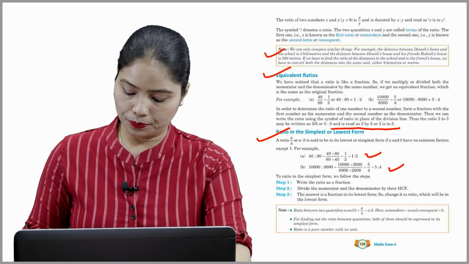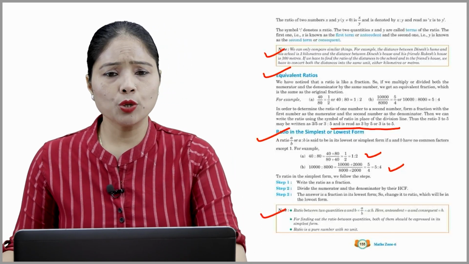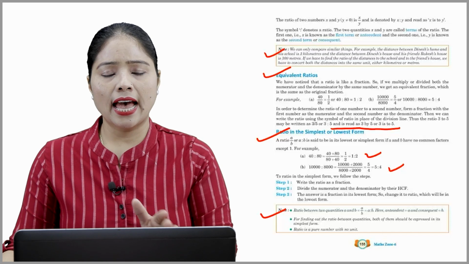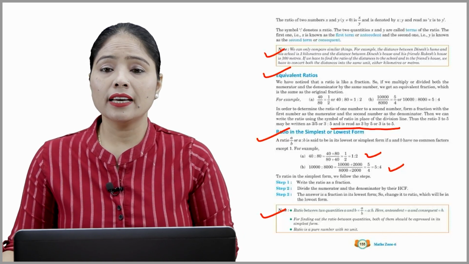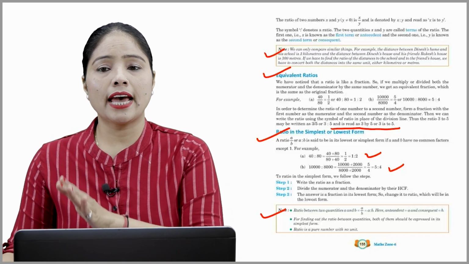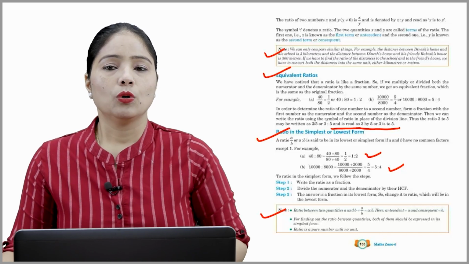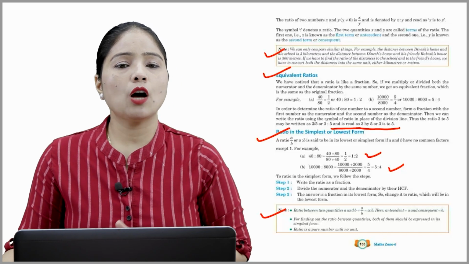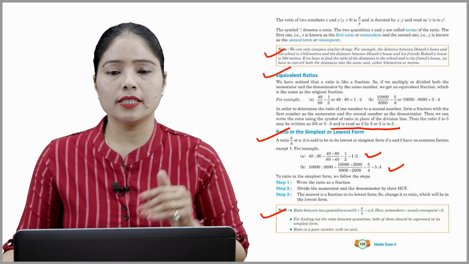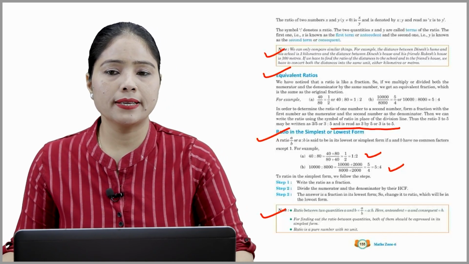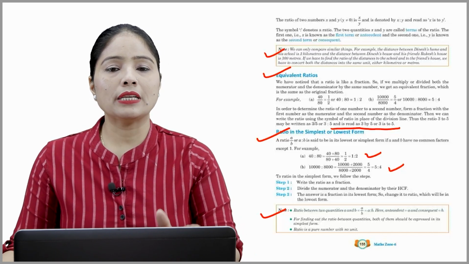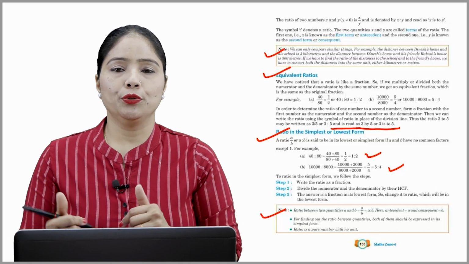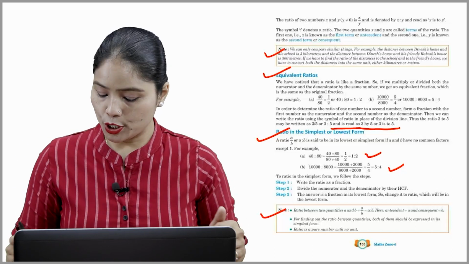Now note, the ratio between two quantities A and B is A divided by B or A raised to B, here antecedent A and consequent B. For finding out the ratio between quantities, both of them should be expressed in the simplest form. Ratio is a pure number with no unit. Okay beta, I hope you understood well.